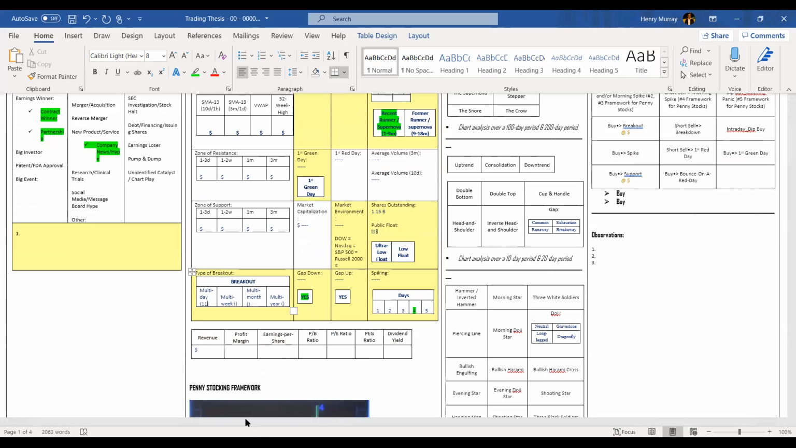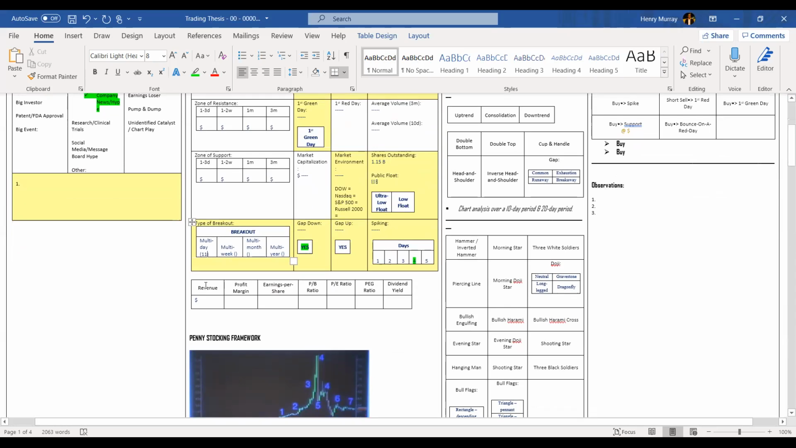All right, below this template, we could focus on fundamentals also. For this purpose, given that this is a penny stock, this will mostly be a technical analysis.